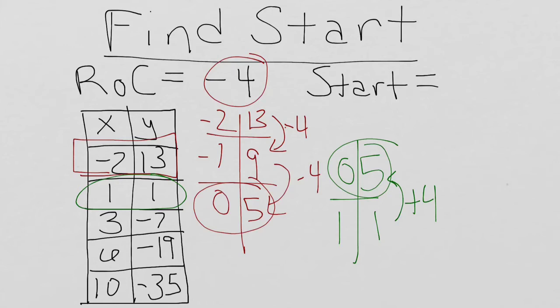Our last way is using multiplication. We can take any x value. Here I'm going to go with 3. And we can multiply it by the rate of change.